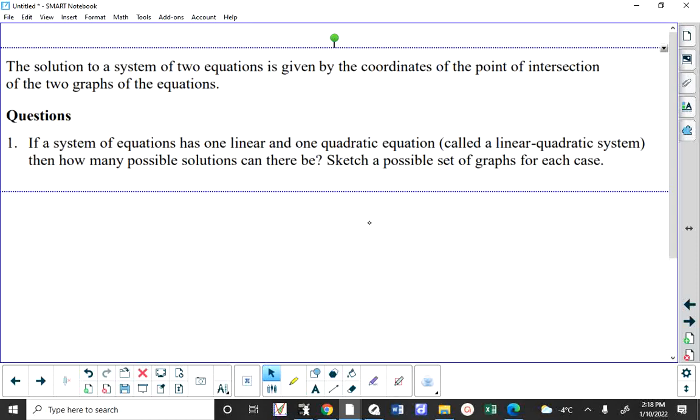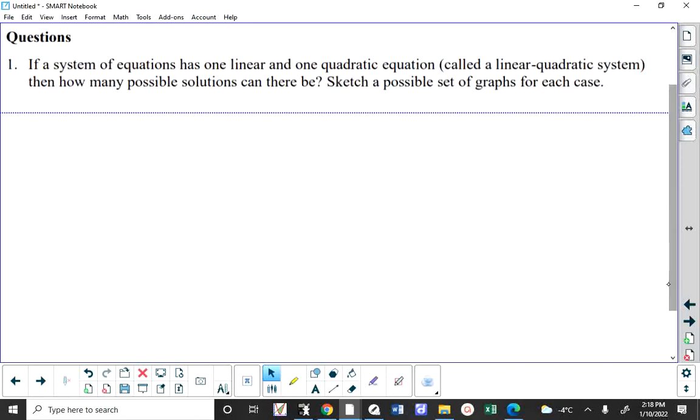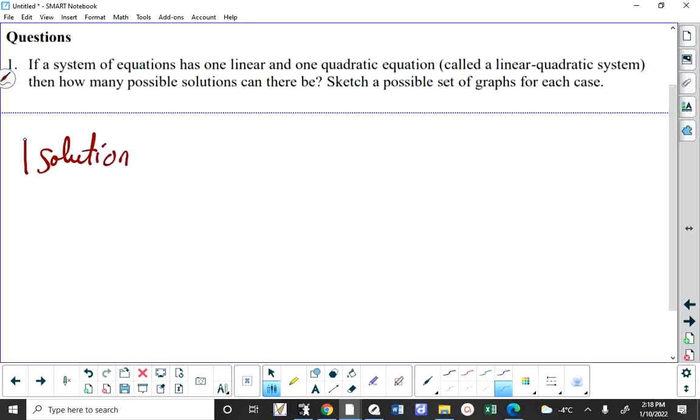Isaac? They could intersect once. Let's do this one at a time, though. Once? Okay. They could intersect once. That's true. What would that look like graphically? So we're saying there could be one solution, because Isaac is claiming that I can draw a quadratic function and a linear function, and they will only intersect once. How would I draw that?